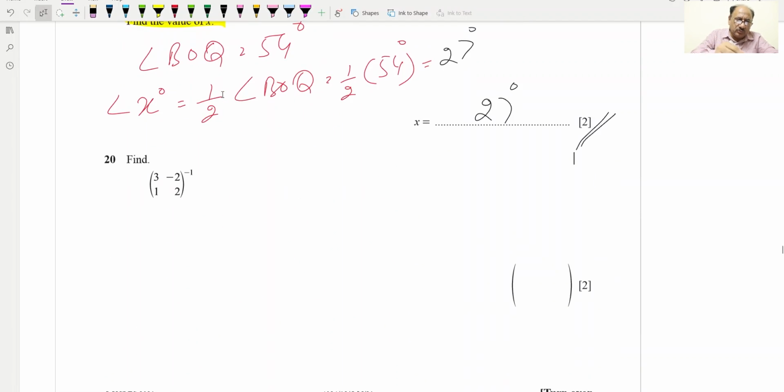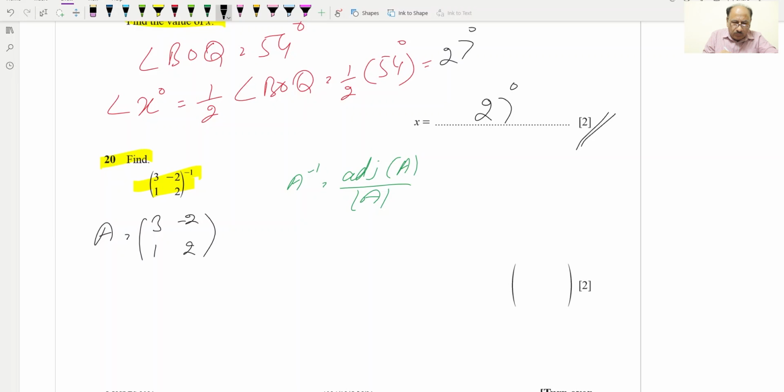Now next question number 20. Question 20 says basically this is inverse we have to calculate. We know the formula, and the formula is what? A inverse is equal to adjoint of A over A mod. So we need to find A. Our A is 3, 1, minus 2 and 2. So we will be using this as A, and adjoint is swapping location of these two. We will write adjoint of A will be equal to 2 and 3, and changing sign of these two. So changing sign of minus 1, and this will be 2.